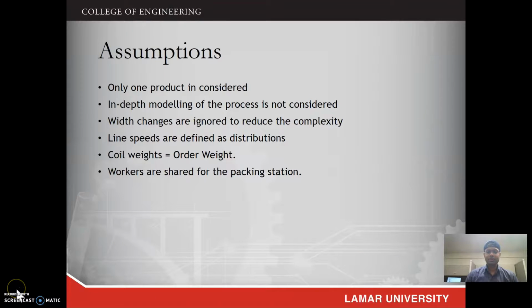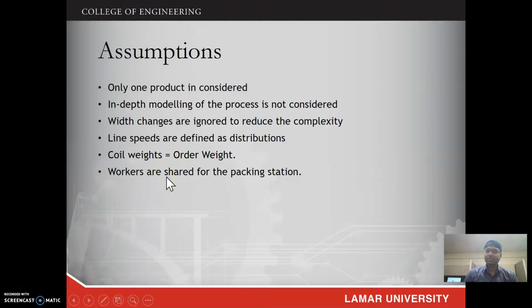Okay, my friend told you about the model till now, and now I'll take you to the Arena model. And as you can see on the screen, these are our assumptions. We have only considered one product. The company manufactures various products, but to simplify the model, we have only considered one of the products. In-depth modeling of the process is not considered. Then width changes are ignored to reduce the complexity. Line speeds are defined as distributions, and coil weights are equal to order weights.